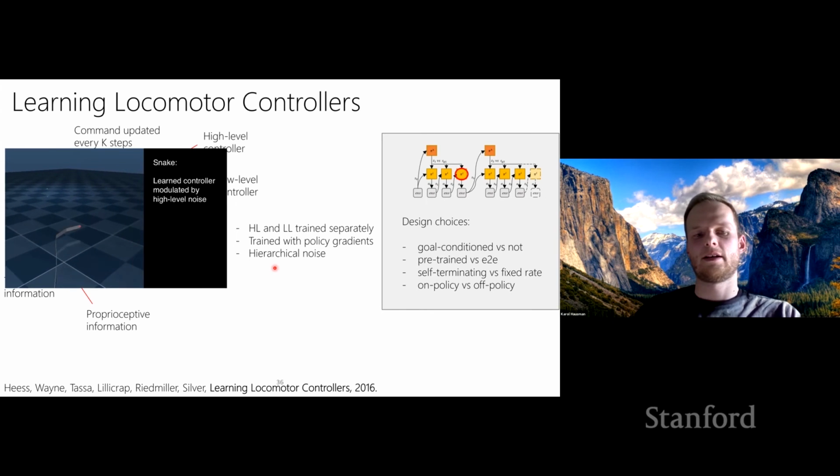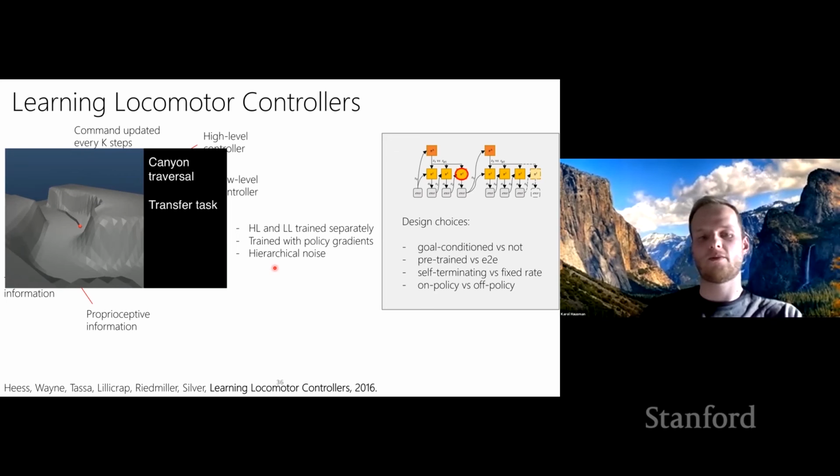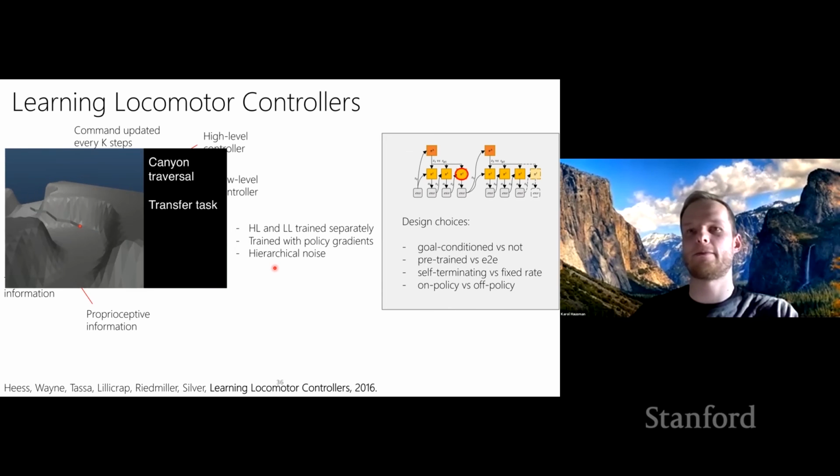And then if you send noise and it does something sensible, you can learn a high-level policy on top of it. And here's one example of that policy navigating the snake robot to a specific location on the board. And then it can also do something a little bit different, such as this Canyon traversal task.